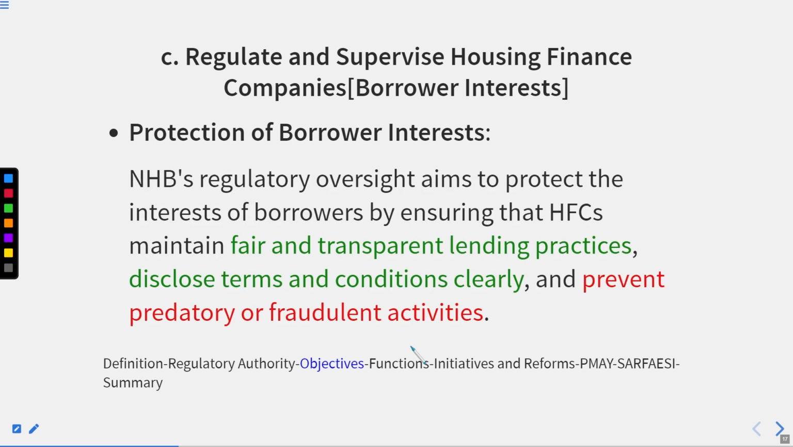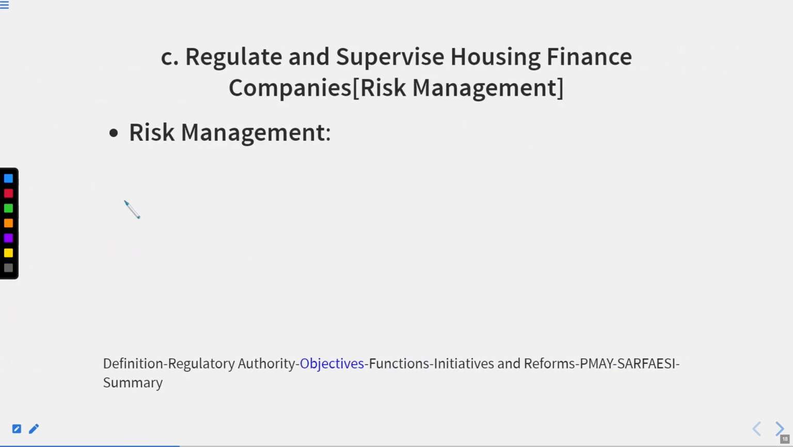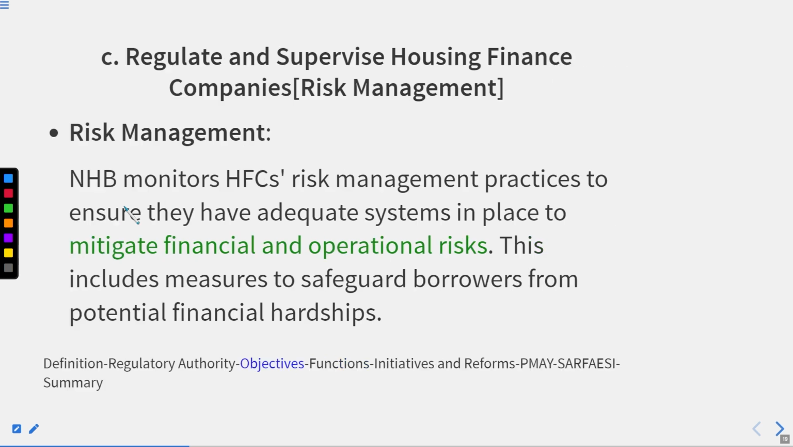Thereafter, protection of borrower interest. NHB's regulatory oversight aims to protect the interest of borrowers by ensuring that the HFCs maintain fair and transparent lending practices, disclose terms and conditions clearly, and prevent predatory or fraudulent activities. Thereafter, the risk management. NHB monitors HFCs' risk management practices to ensure that they have adequate systems in place to mitigate financial and operational risk. This includes measures to safeguard borrowers from potential financial hardships.